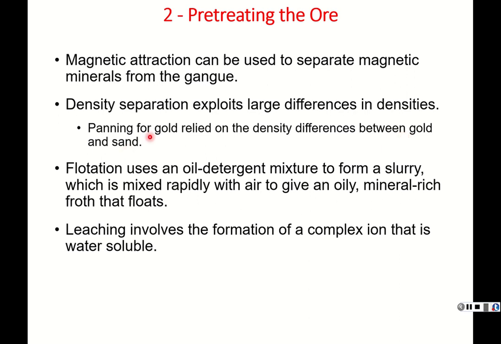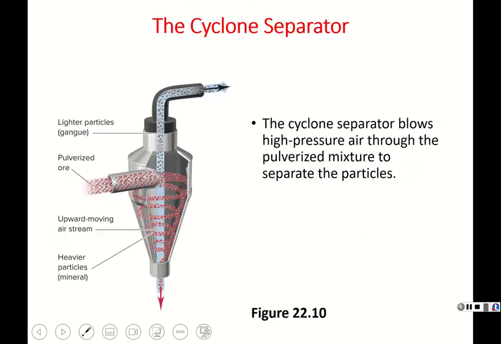Right? Flotation uses an oil detergent mixture to form a slurry, which is then mixed rapidly with air to give an oily, mineral-rich froth that floats. And leaching involves the formation of a complex ion that is water-soluble. Right? So in leaching, we've talked about complex ions in the class, so here's an industrial use of them in leaching when you're pre-treating an ore.